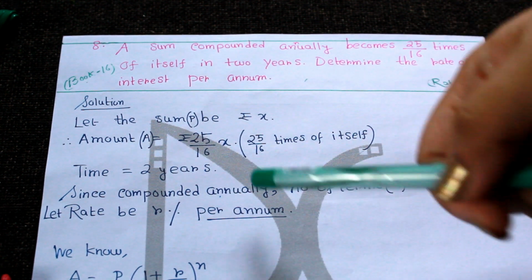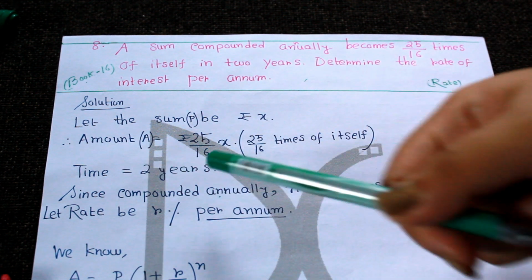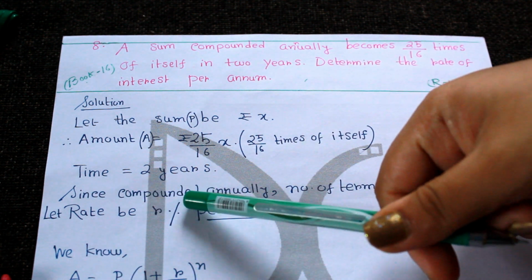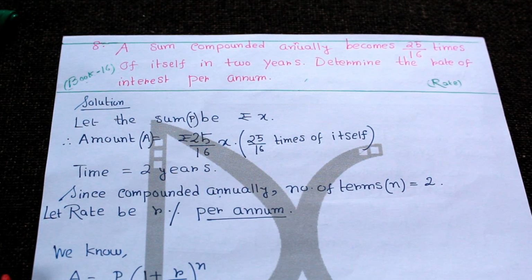Okay, in this way they will sometimes give double, triple, and in many other ways. You just put the value here in amount. Now the time is 2 years. Since the interest is compounded annually, the number of terms n will be 2 only. If it was semi-annually, then we would have taken it to be 4 or something.